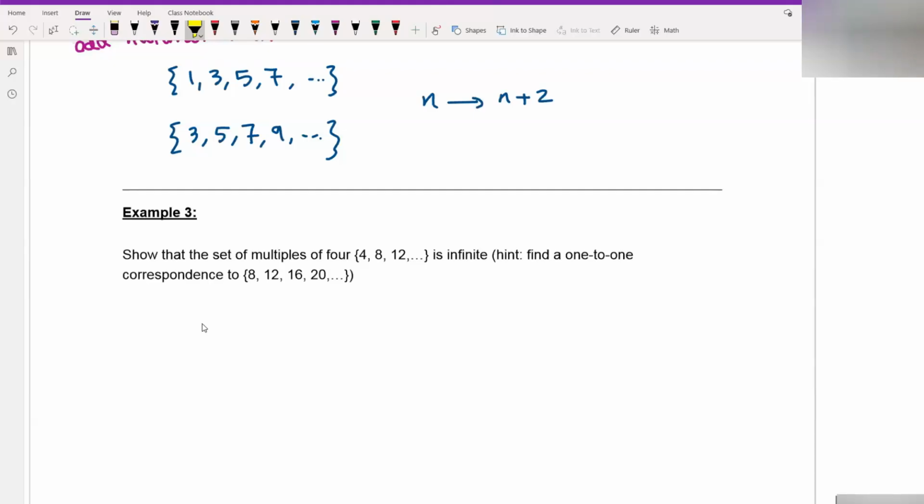So writing that way is easier, not writing the first one, starting with a second number, because in this case, we have multiples of 4, we have 4, 8, 12. What if this hint wasn't given? Find the one-to-one correspondence to 8, 12, 16, 20. So in this case, you have to find what the next one is. So it's multiply. So 4 is 1 times 4, 2 times 4, 3 times 4, 4 times 4, and the next one is 16 here.